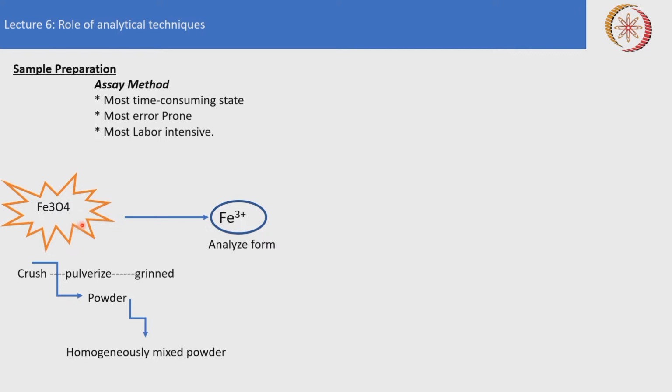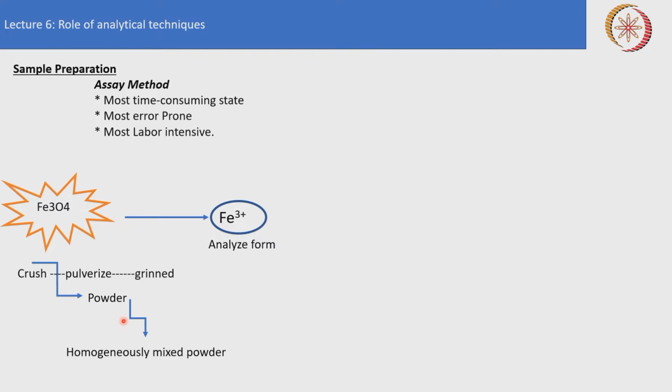But in the ore, along with iron oxide, there are different other materials also. So we have to separate this iron oxide from the ore sample. We learned that to get a solid sample we can crush, pulverize and then grind, and after grinding we get the powder sample. From the powder sample we have to make a homogeneously mixed powder sample, so that the powder is fine in structure.